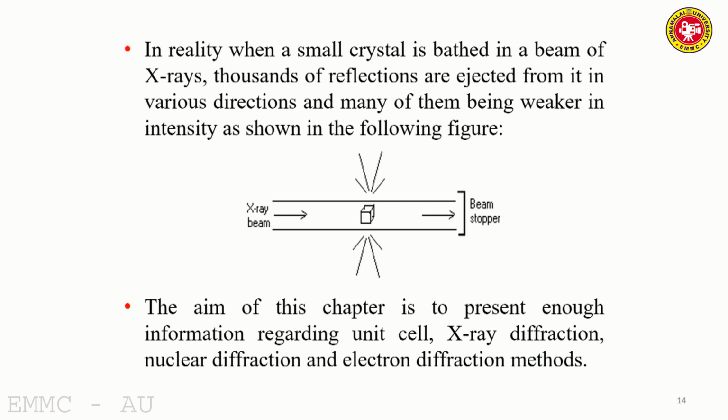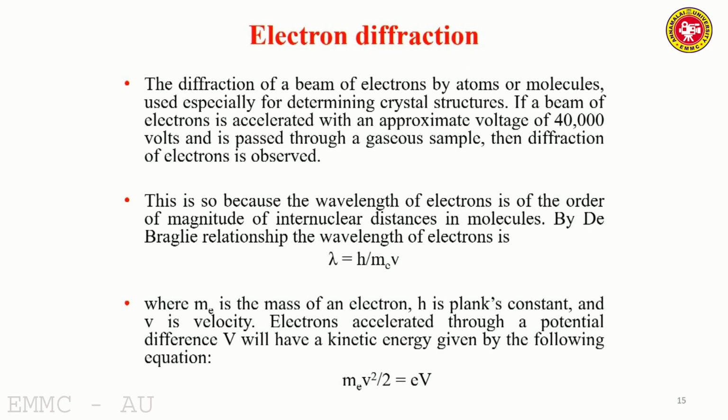The aim of this chapter is to present enough information regarding unit cell, X-ray diffraction, neutron diffraction and electron diffraction methods. First, electron diffraction: the diffraction of a beam of electrons by atoms or molecules, used especially for determining crystal structures. If a beam of electrons is accelerated with an approximate voltage of 40,000 volts and is passed through a gaseous sample, then diffraction of electrons is observed.